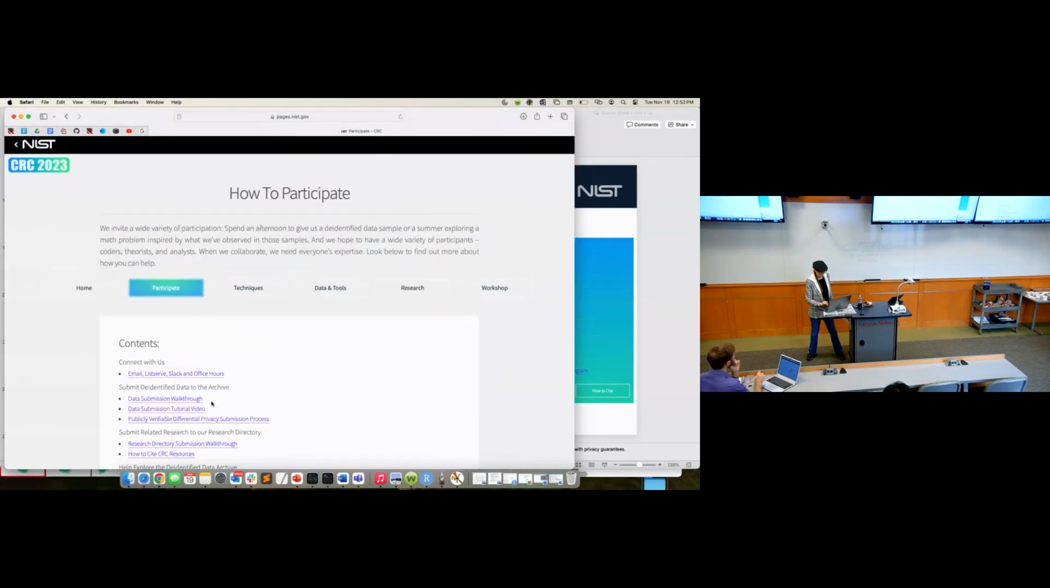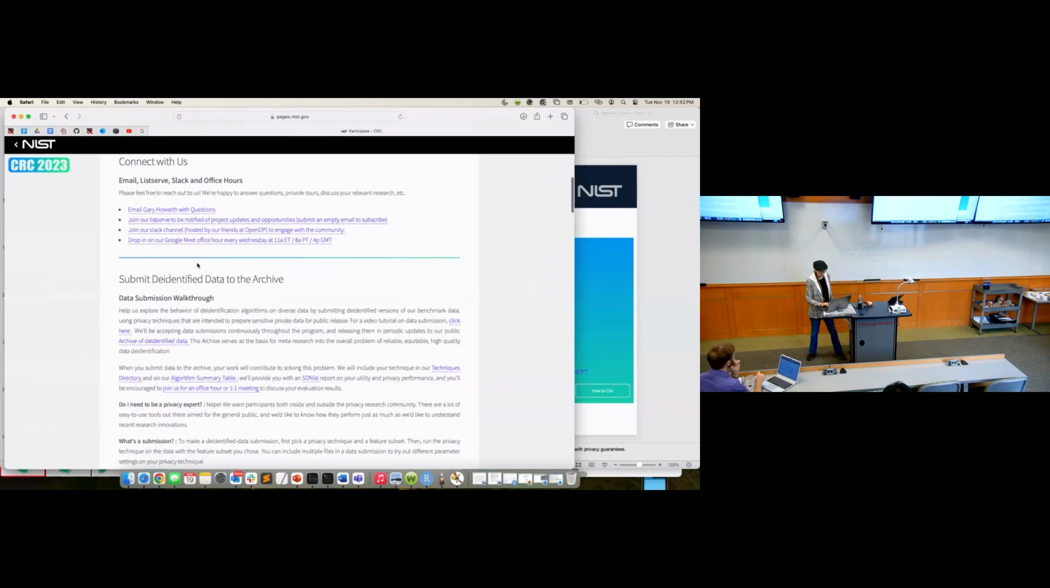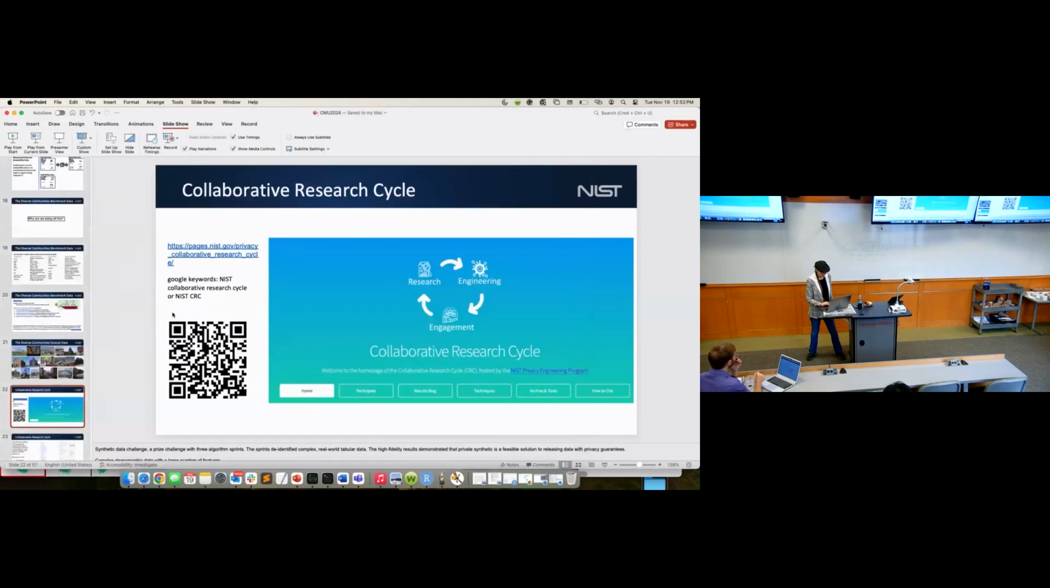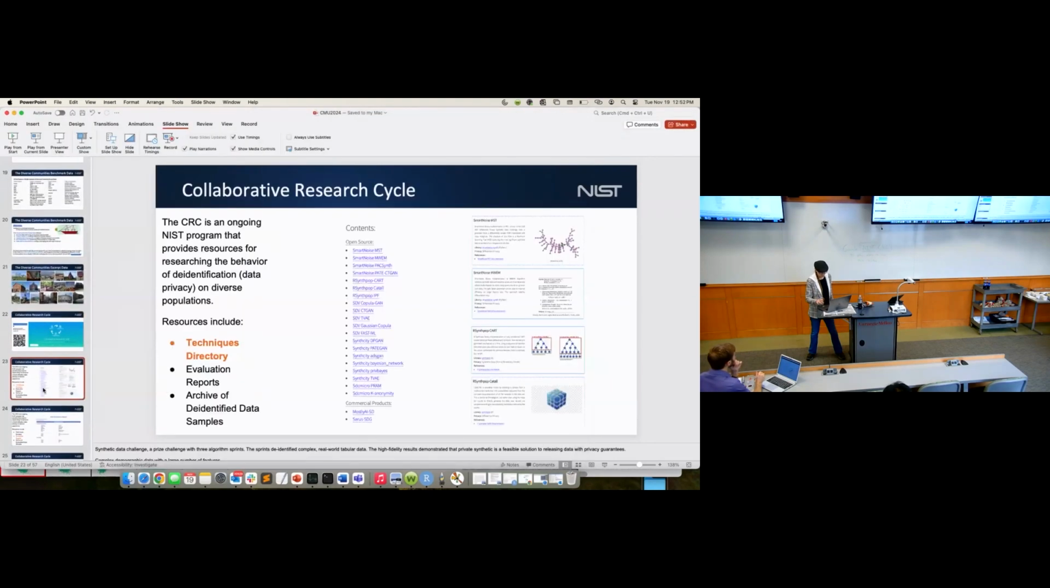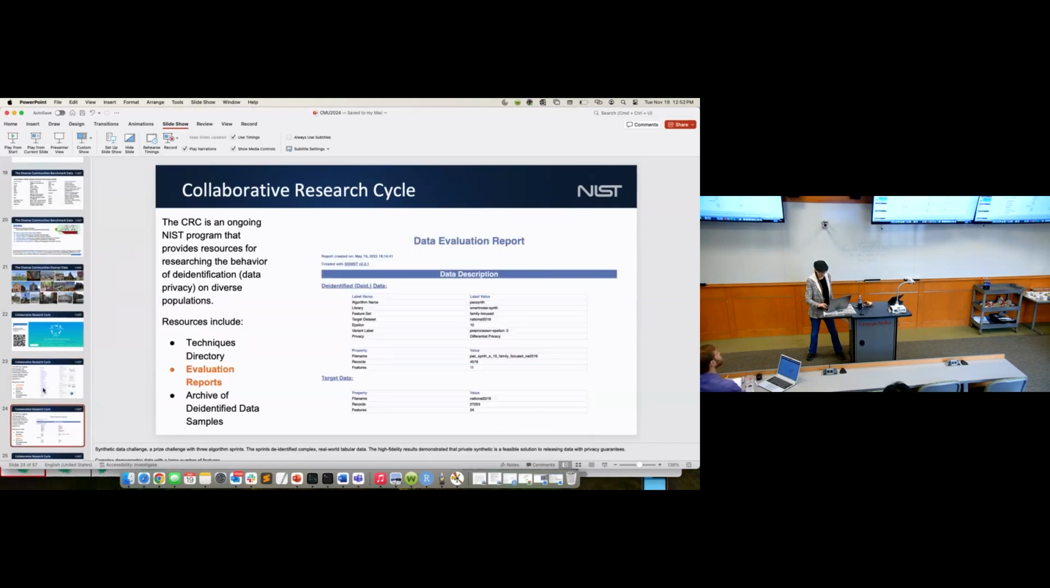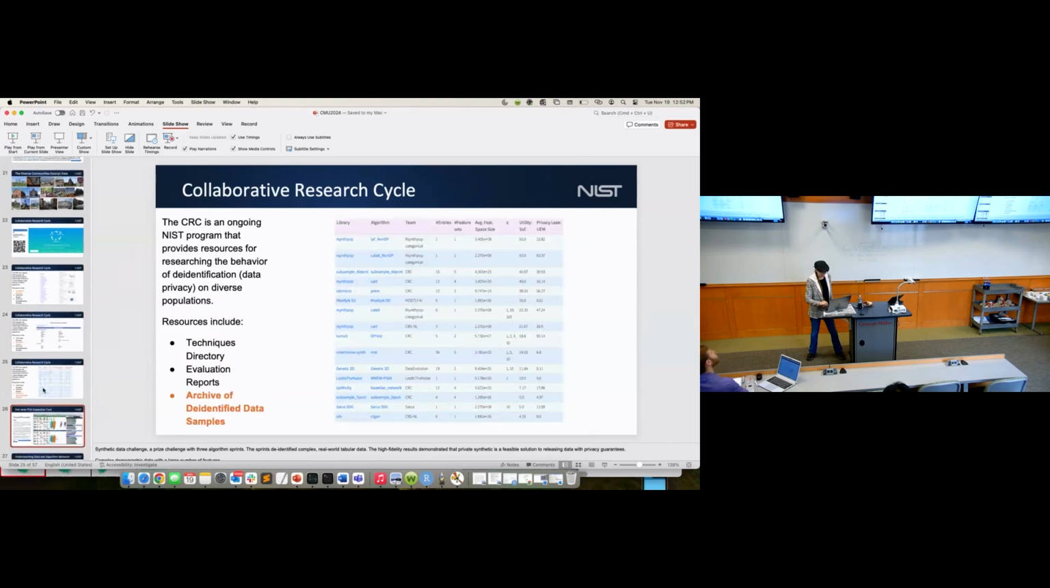Under participate, these are all the instructions for joining our listserv, emailing, and so on. Okay. You guys have seen this. Techniques directory, evaluation reports, archive of data samples, we talked about all that.